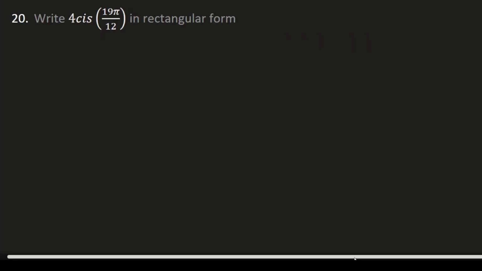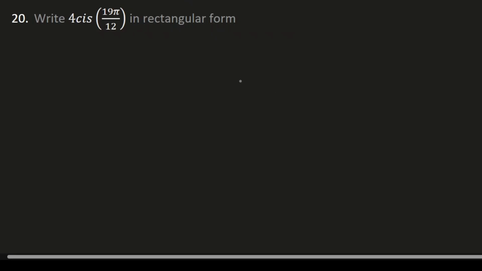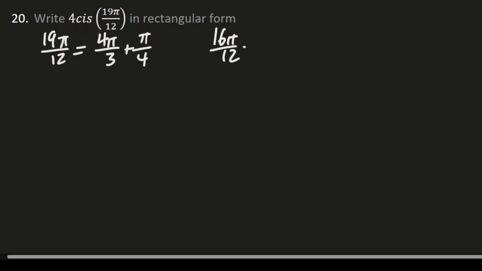Okay, for this question, we see that this angle is also not one of the common ones, and so we're going to break this down into the sum of two more common angles. So 19 pi over 12 is equal to 4 pi over 3 plus pi over 4, because 4 pi over 3 is 16 pi over 12, and pi over 4 is 3 pi over 12.